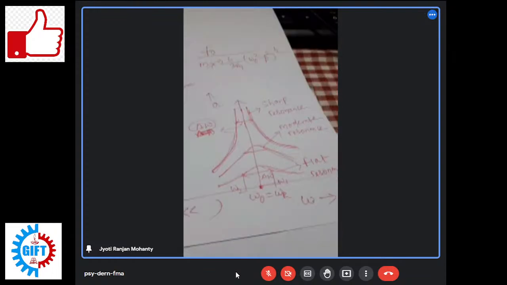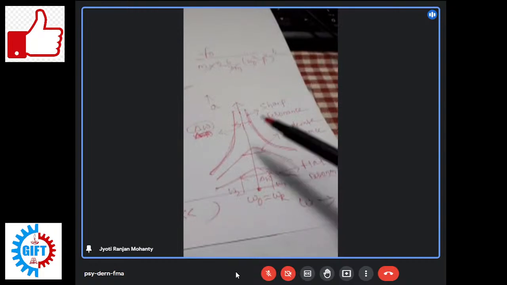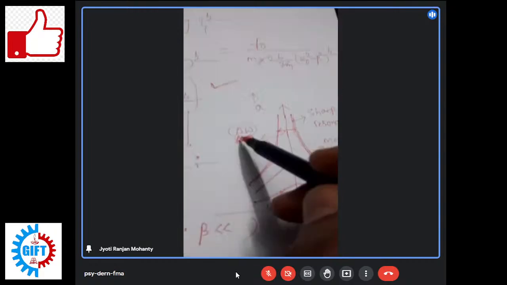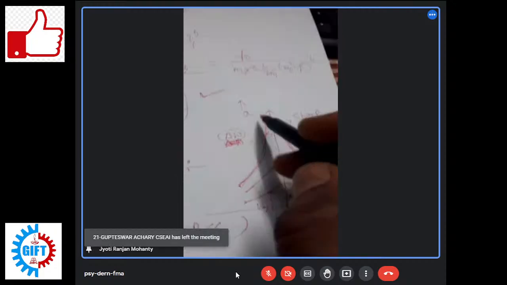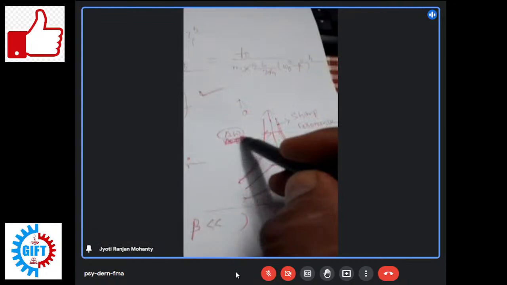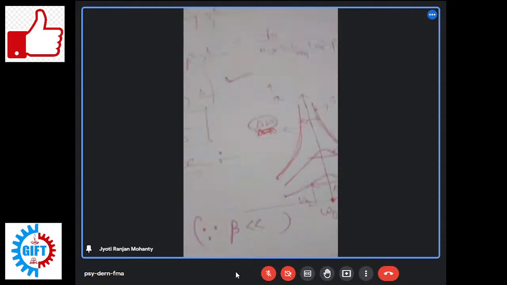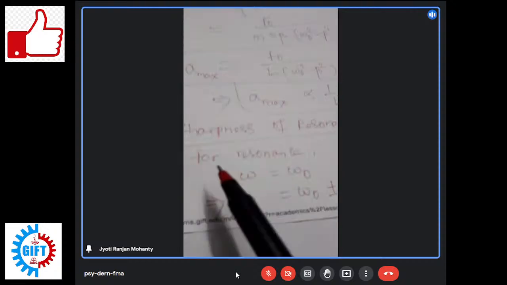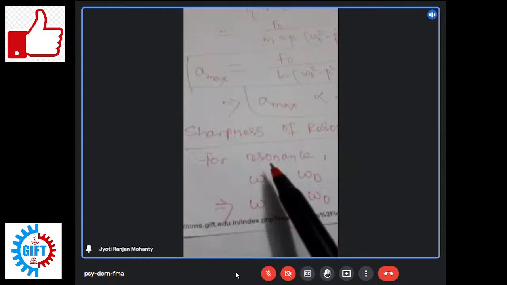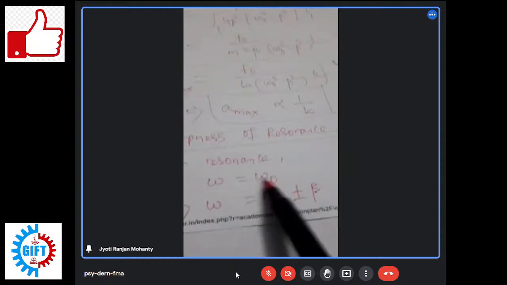Sharpness of the resonance: flat resonance, moderate resonance, sharp resonance. And this width I have taken as del omega. On the y-axis, this is amplitude. So this width is known as del omega. That is known as bandwidth or width of the resonance curve. Then after that you write, for resonance, omega is equal to omega naught.